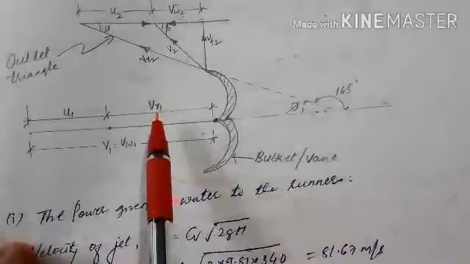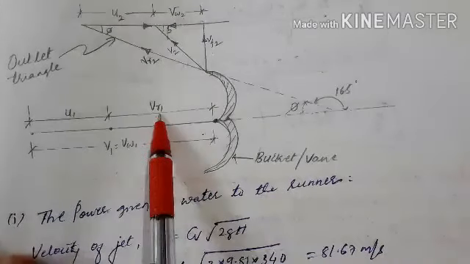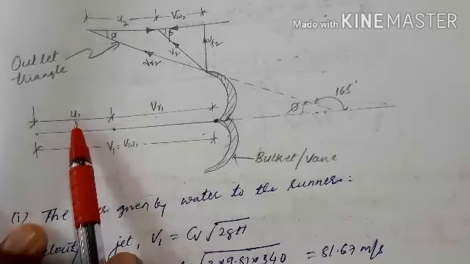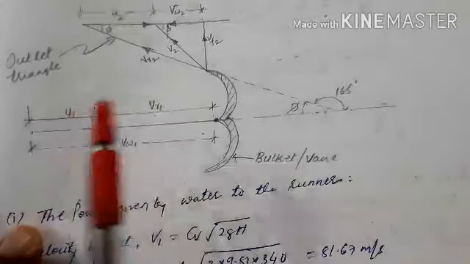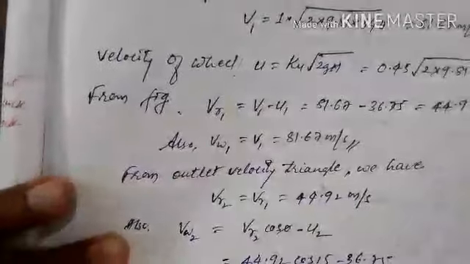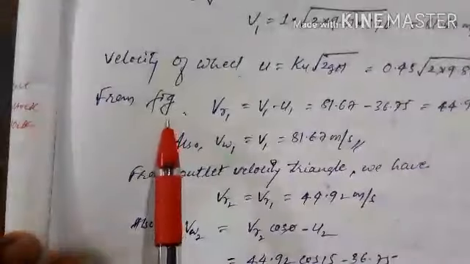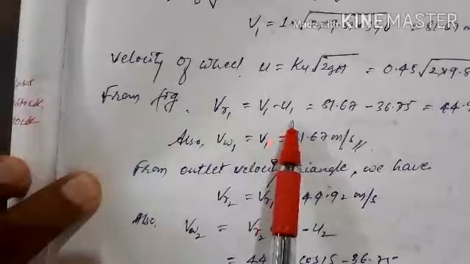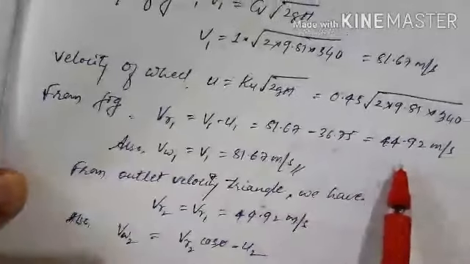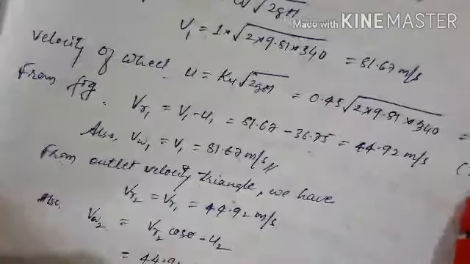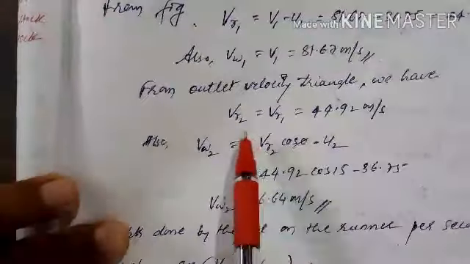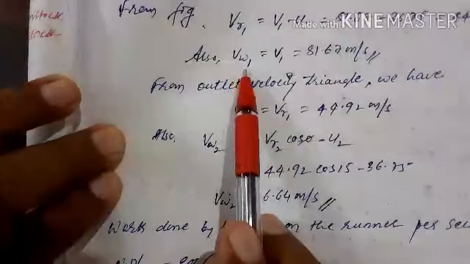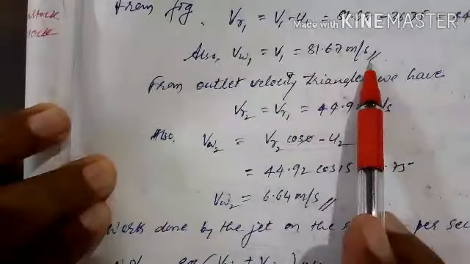Then referring to the velocity triangle, you have to calculate the relative velocity vr1. Because we know this u, vr1 will be v1 minus u1. Then you have to calculate that vr1. So referring to the figure, vr1 will be v1 minus u1. So we get 44.92 meter per second, because u1 equal to u2 equal to u. Also you have to calculate vw1. So vw1 is equal to v1, 81.67 meter per second.